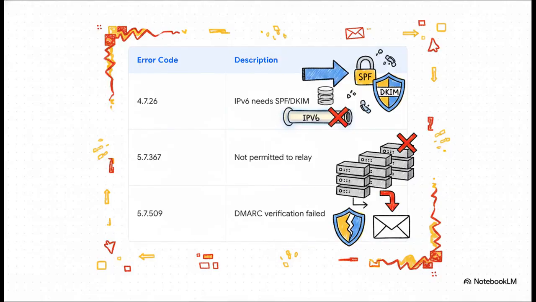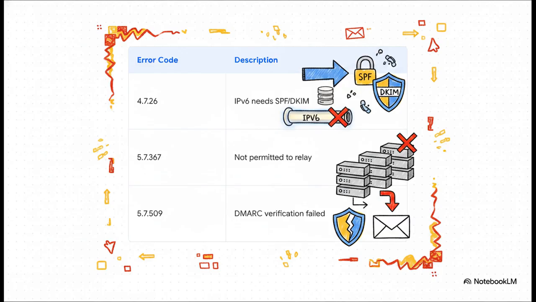Okay, so what actually happens when these protocols break down? Well, you get hit with error codes. For instance, if you're staring at a 4.7.26 error, that instantly tells you an IPv6 message failed basic SPF or DKIM validation. And that happens because IPv6 messages strictly require it. There's no way around it. Or maybe you see a 5.7.367 error.